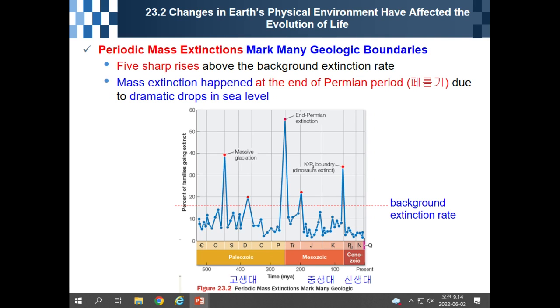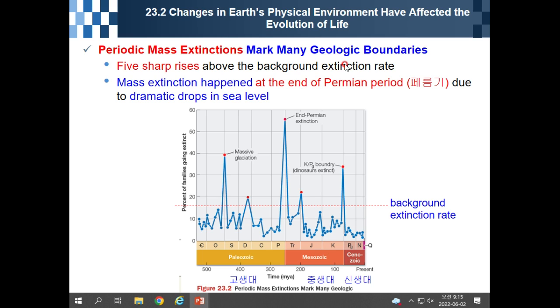Okay, so now we will go to the second subject. Changes in Earth's physical environment have affected the evolution of life. First of all, there is periodic mass extinction. It happens. Periodic mass extinction marks many geologic boundaries.